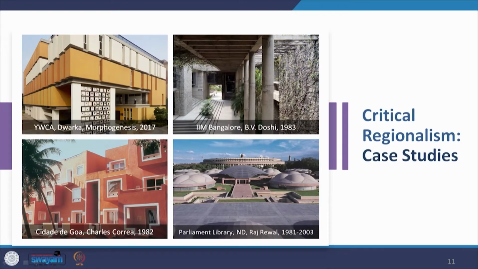to design these buildings. Let us come to the case studies of critical regionalism. Just some examples of critical regional buildings. Of course, these are not the ones we will be studying, but like the Young Women's Christian Association building in Dwarka by Morphogenesis, 2017, IIM Bangalore by Doshi, 1983, Siddhartha in Goa by Charles Correa, 1982, and the Parliament Library by Raj Rewal, 1981 to 2003.